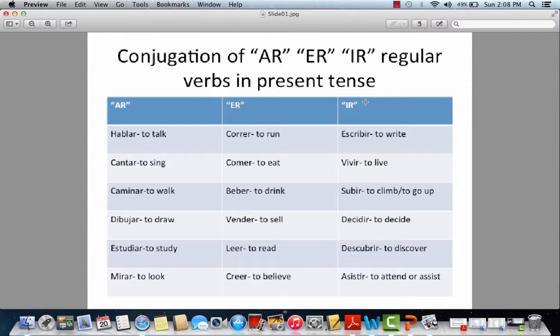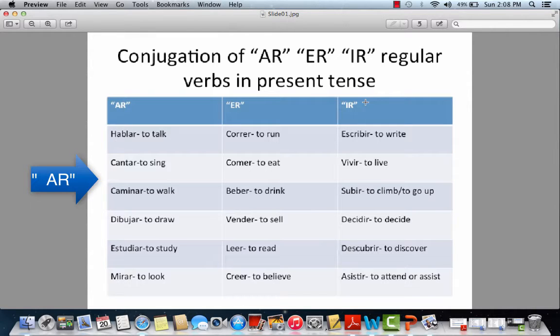Hello, students! In this lesson, you're going to learn how to conjugate AR, ER, and IR regular verbs in the present tense. The way to group verbs in Spanish is by their ending.